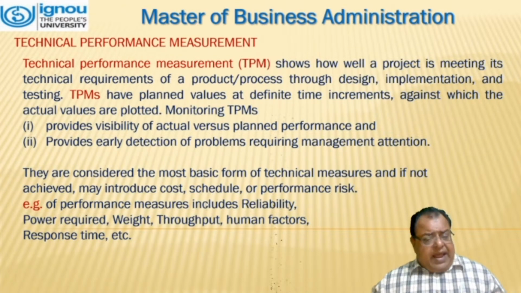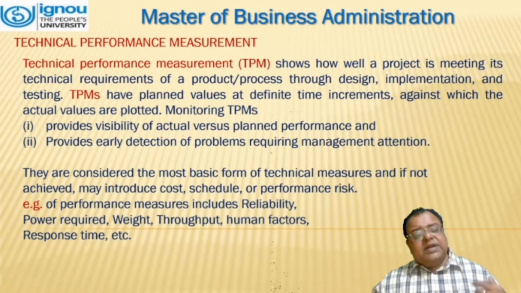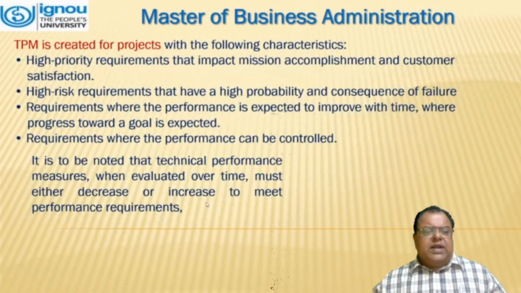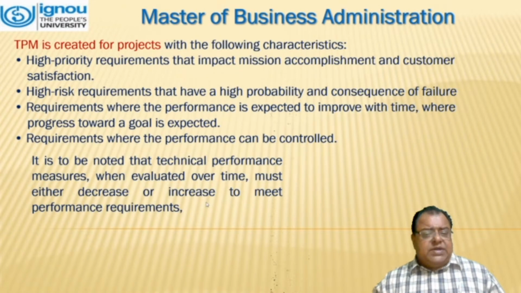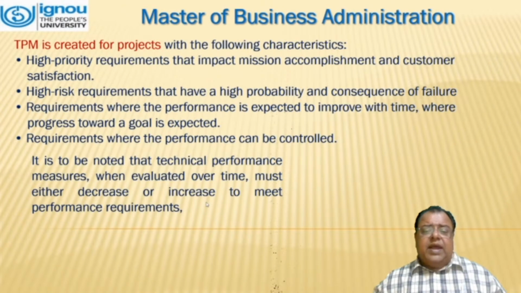For example, performance measure includes reliability, power required, weight, throughput, human factors, response time, etc. TPM is created for projects with the following characteristics: high priority requirements that impact mission accomplishment and customer satisfaction, high risk requirements that have a high probability and consequences of failure, requirements where the performance is expected to improve, the time where progress towards the goal is expected.